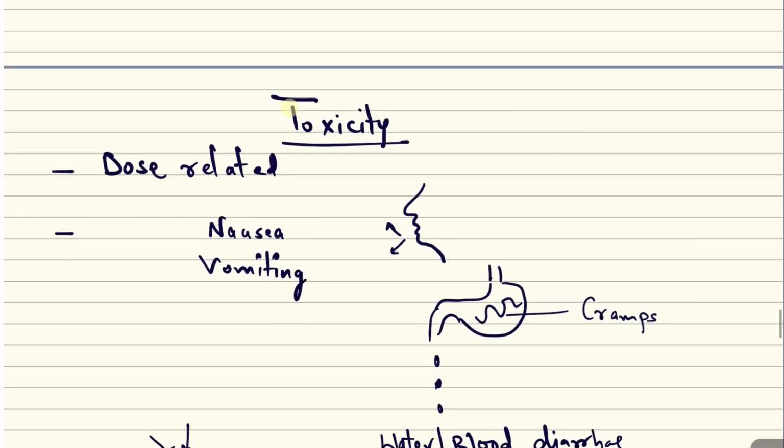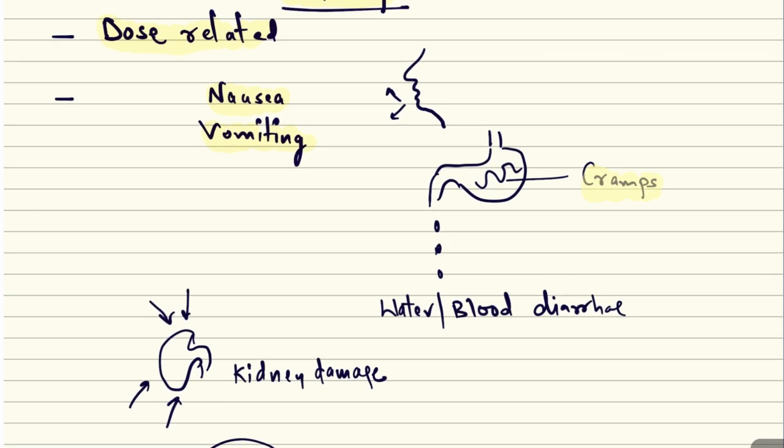Now about the toxicity of colchicine, the toxicity is very high and it is dose related. These include nausea, vomiting, abdominal cramps, and watery and bloody diarrhea, and all these adverse effects are dose limiting. Once you reduce the dose of colchicine, these effects come down.